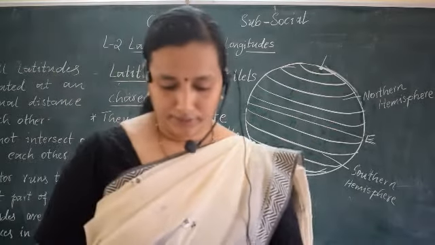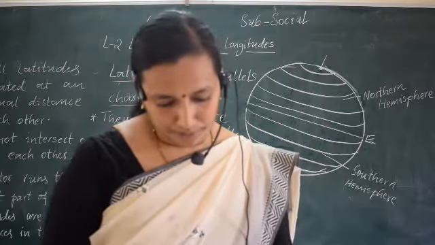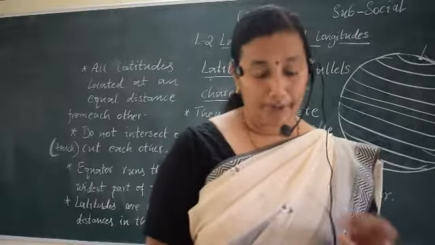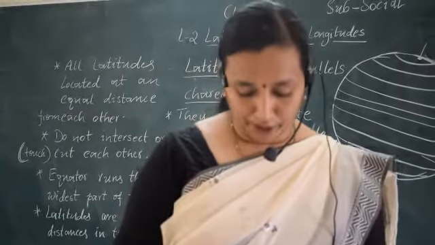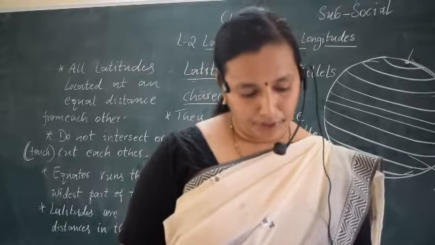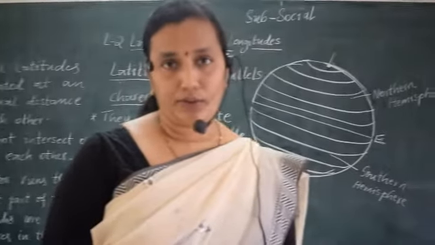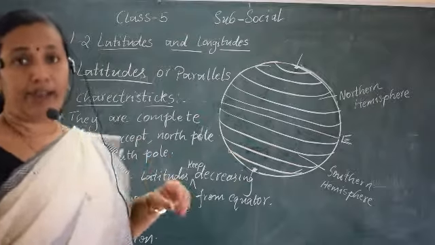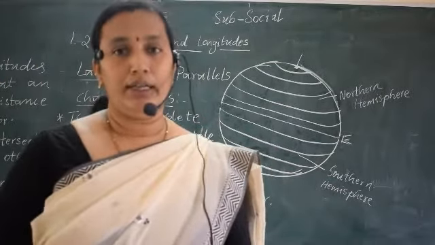Okay, children, take down one homework. I'll not give you anything to write. What you have to do is read page number 245 and 246, till where we discussed characteristics: what is latitude and characteristics of latitudes. That much you have to learn.